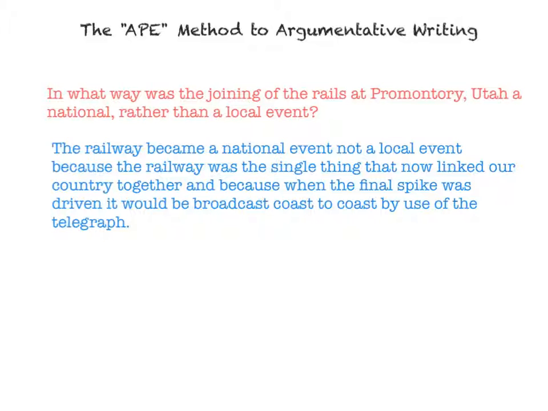So my first step is to go ahead and answer the question. The railway became a national event, not a local event, because the railway was a single thing that now linked our country together, and because when the final spike was driven, it would be broadcast coast to coast by use of the telegraph. I got this answer directly from the video called One People that you are all required to watch.